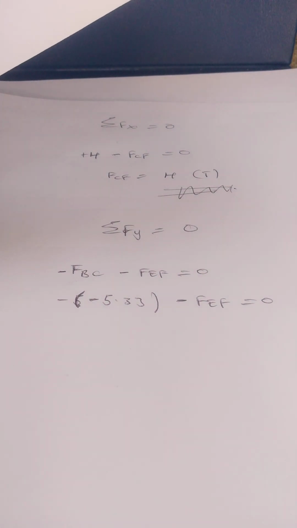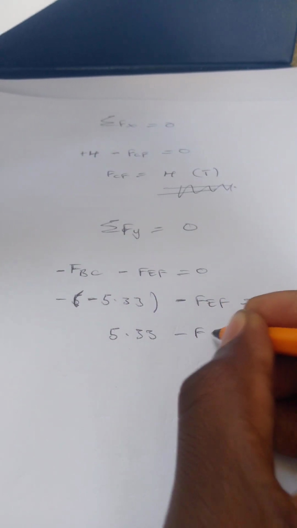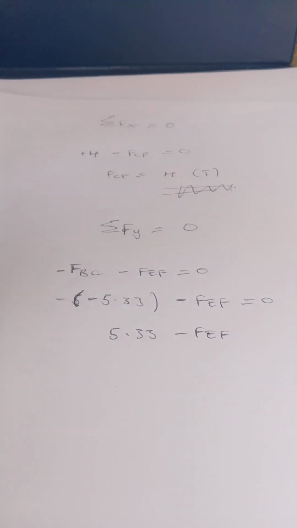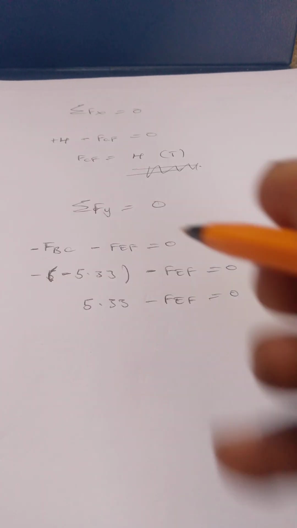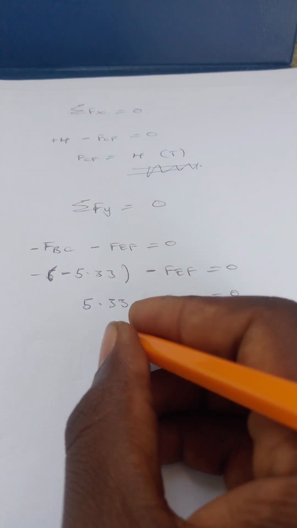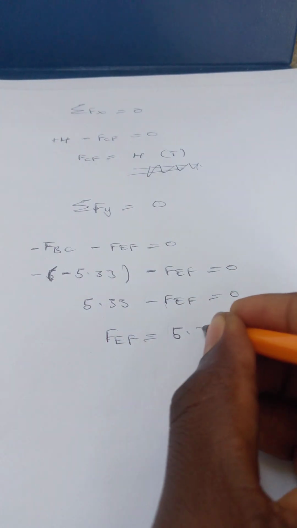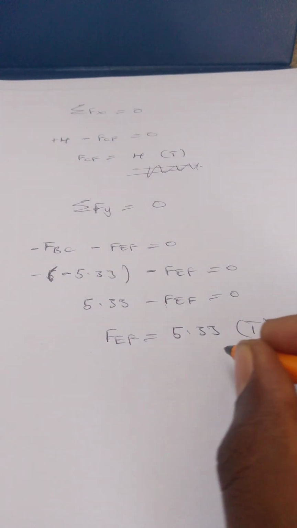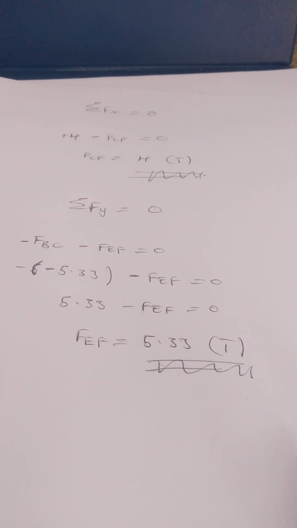So we're going to have something like that. Then it will come out as a positive answer, then minus EF, then equals 0. Then the EF will close the equal sign. So we're going to have EF is equal to 5.33, and this is positive, so it's tensile. So these were our answers to the question. Okay, so we'll do the same question but with different members.